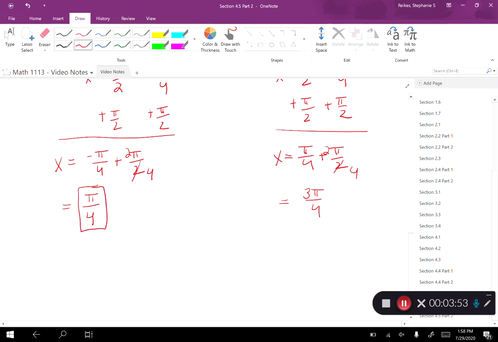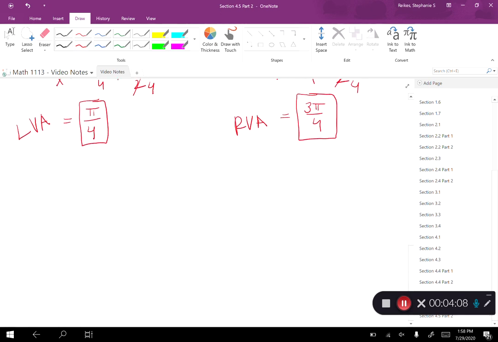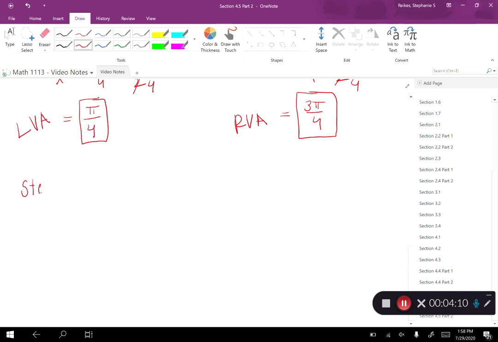So these are my 2 vertical asymptotes, and I'll call this the left VA and the right VA, so I know when I go and graph. All right, step 2 is complete. Next, step 3. Again, step 3 is to find my 5 key points.